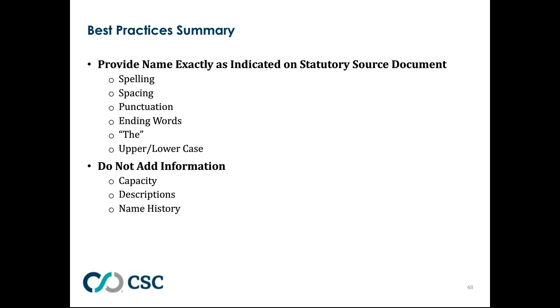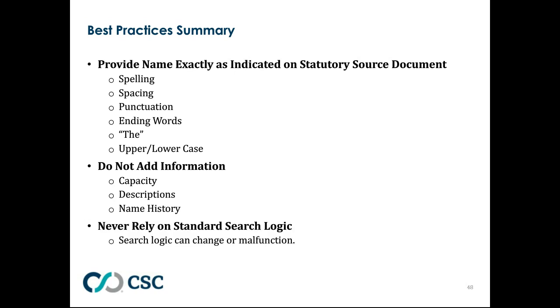Some of the most common errors here include indications of capacity, additional descriptive information, such as the date of a trust or something like that, and sometimes even the name history of the debtor that's listed. This may all be helpful information to a searcher, but the problem is it either won't get to the searcher, or the searcher can disregard it because they know it's not going to be an effective name.